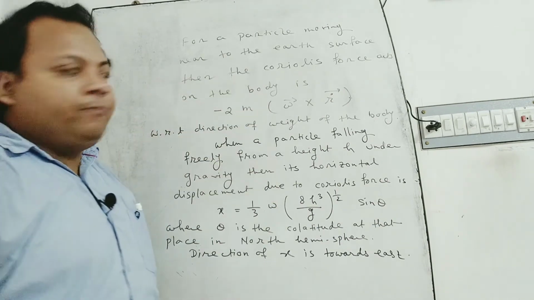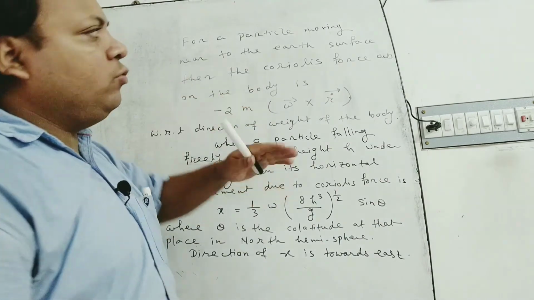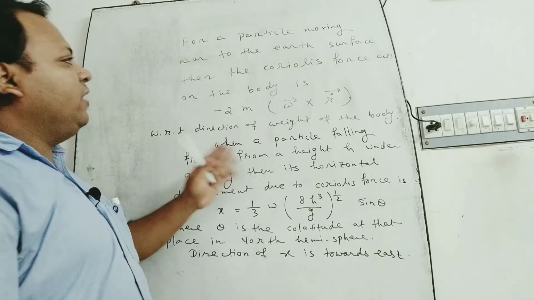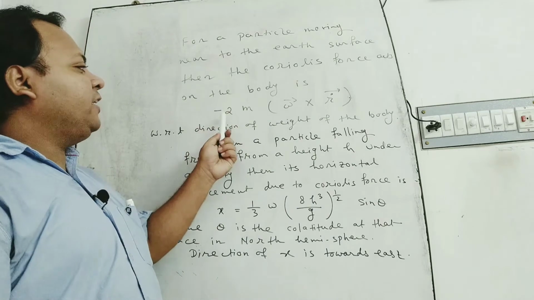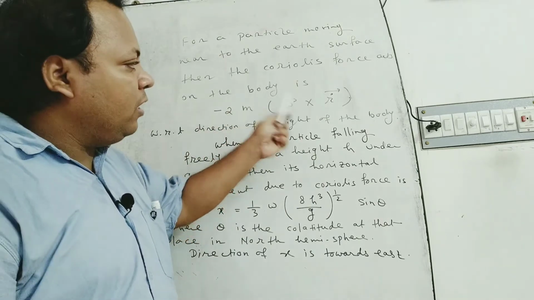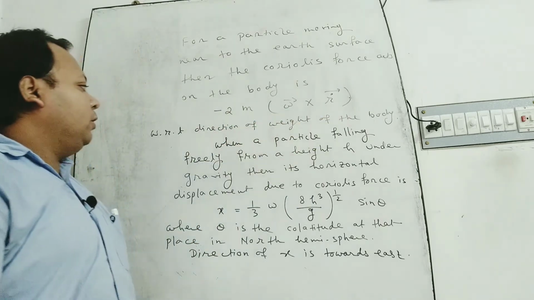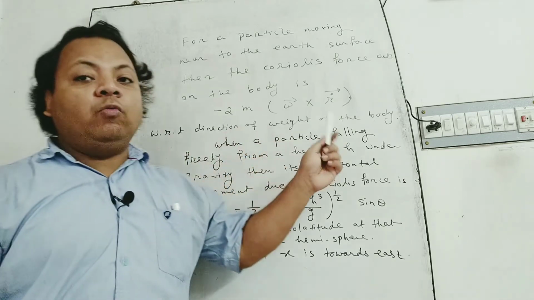For a particle moving near the Earth's surface, the Coriolis force acting on the body is minus 2m omega cross r dot vector, with respect to the direction of the weight of the body.